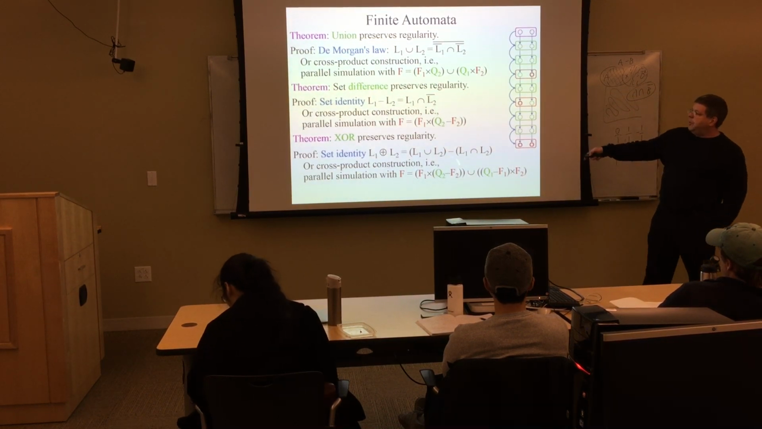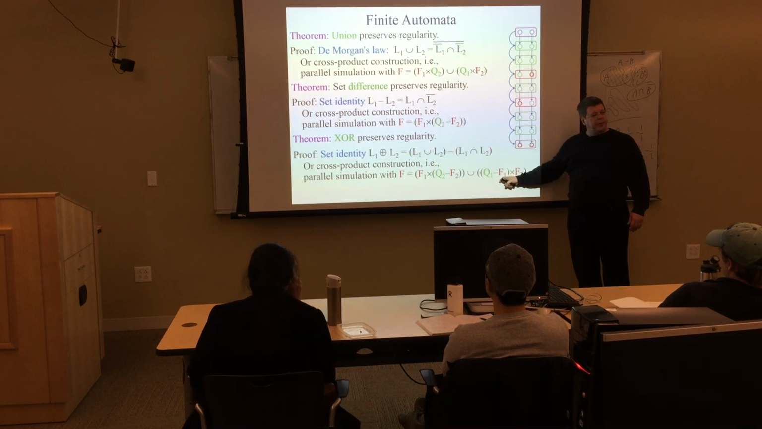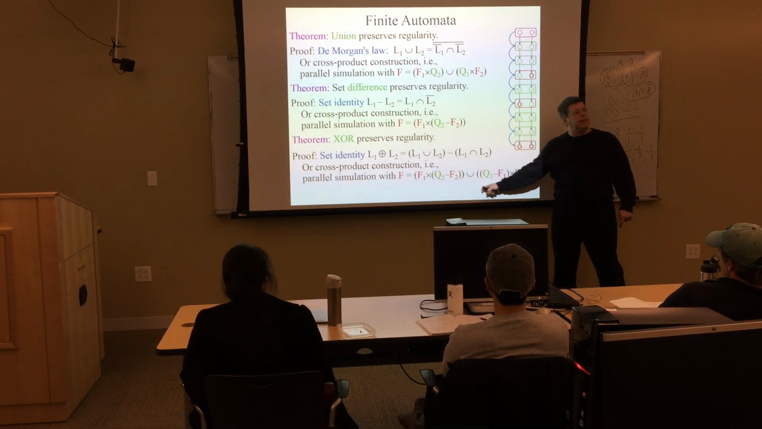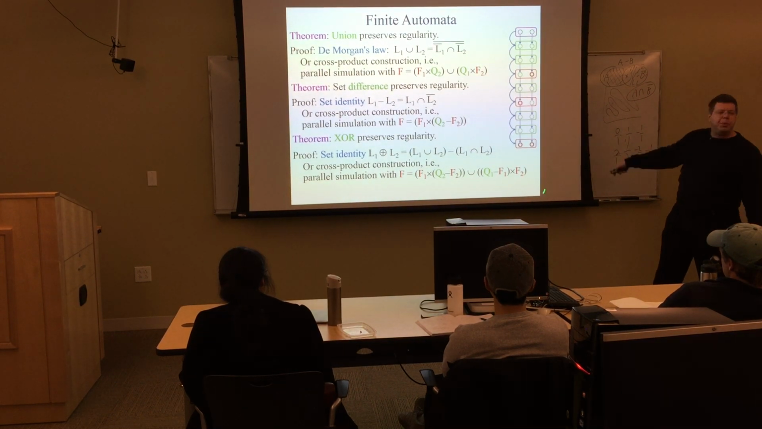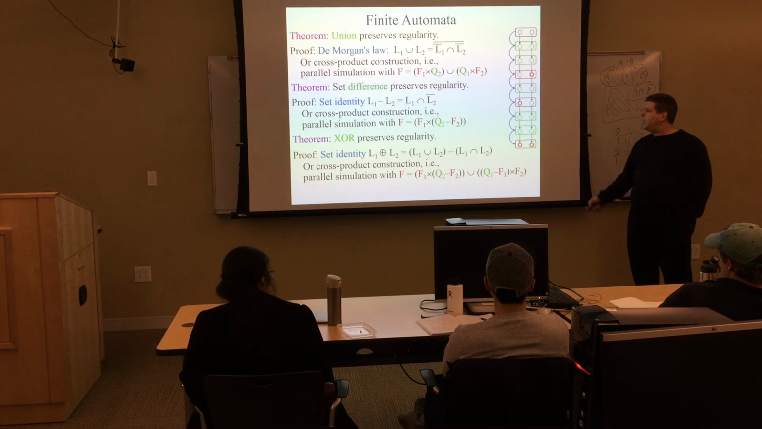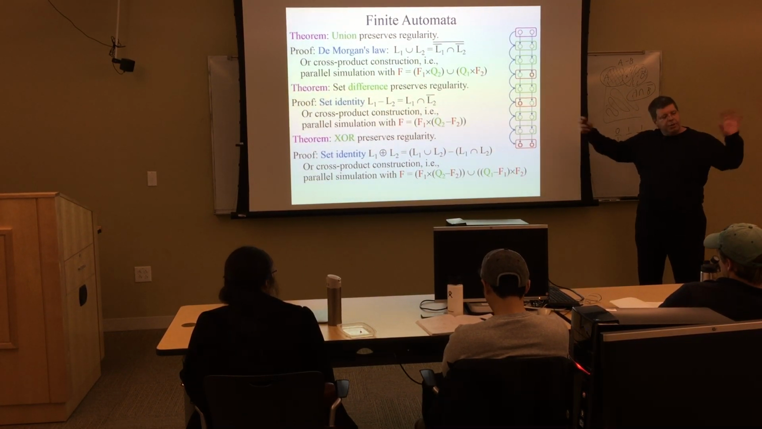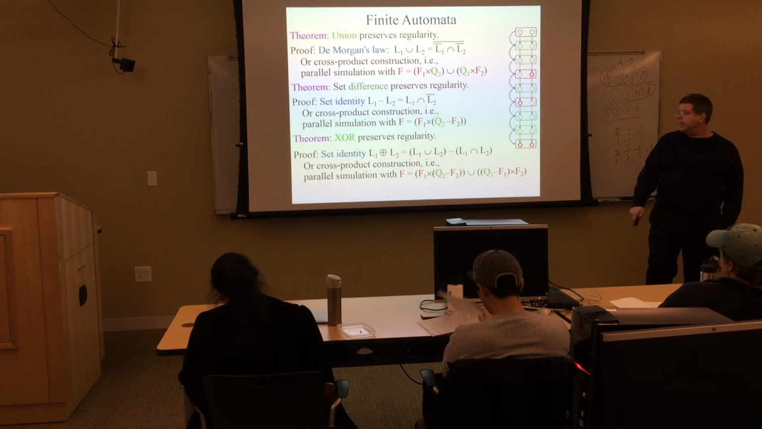And in terms of cross product, if you really wanted to do XOR with cross product, you'd say the final state set of the cross product is the final states of the first machine crossed with non-final states of the second machine, or non-final states of the first machine crossed with final states of the second machine, all unioned together. So just to be complete and precise, if you were using the cross-product or parallel simulation construction on this theorem, you would define the final state set of the hybrid machine to be that, and you'd be done again. But that's the hard way to prove it. The easier way is just set identity.